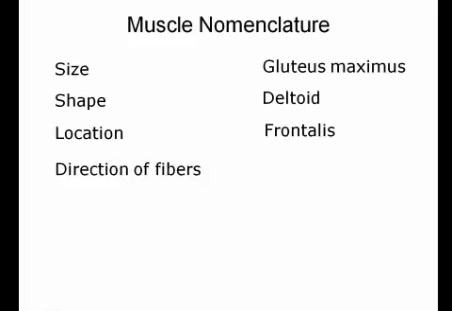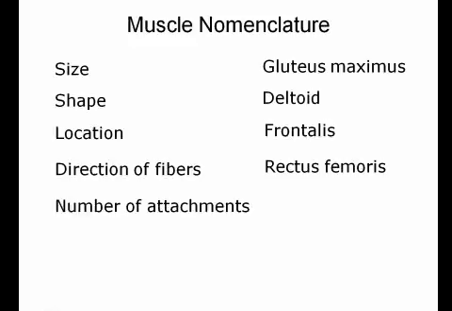The direction of the fibers is sometimes included in the name. Rectus means straight. So if the fibers of the muscle run straight with the axis of the bone, it would be rectus. Femoris is the large bone of the upper leg. So the rectus femoris is a muscle that runs along the femur. Transverse means that it runs perpendicular to the axis of the bones, or sometimes oblique, which means they run at an angle.